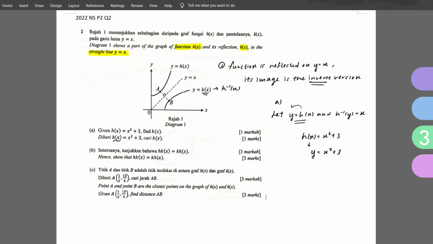Second step, let x be the subject, meaning our x needs to be on the left side. And lastly, we use the second let, so our x becomes h inverse of y. Don't forget, since the object here is x, we need to change our object as well to become x. And remember, don't leave this as h inverse of x, because we are finding k now, so we need to change it to k.